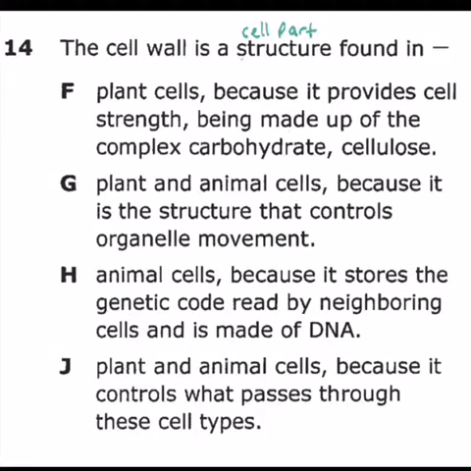Question 14. The cell wall is a structure or cell part found in F. Plant cells, because it provides cell strength, being made up of the complex carbohydrate cellulose, sugars. G. Plant and animal cells, because it is the structure that controls organelle movement. H. Animal cells, because it stores the genetic code read by neighboring cells and is made of DNA. J. Plant and animal cells, because it controls what passes through these cell types.